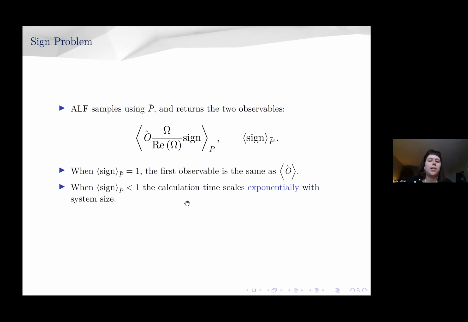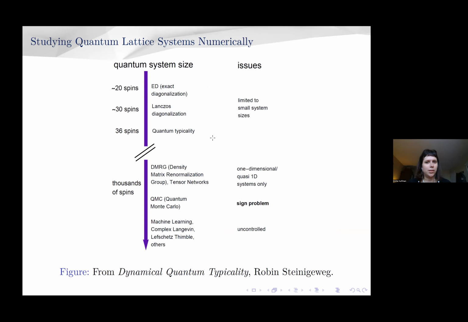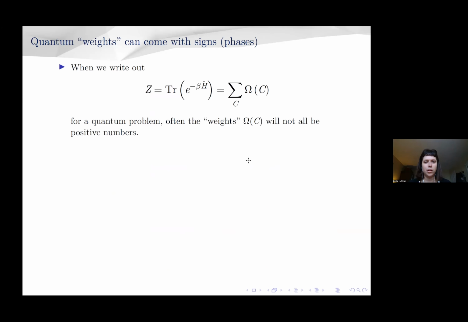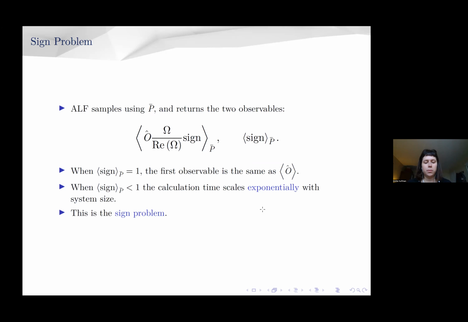And so that's what I've added here. When sign is equal to 1, the first observable is the same as O. These were the two observables that ALF returns for us. When you get a 1 for that sign, you can say, okay, this is the measurement that I need. But when sign is less than 1, the calculation time scales exponentially with the system size. So we're back in that more problematic regime, just like exact diagonalization, where things scale exponentially with the system size. And this is really what the sign problem is.